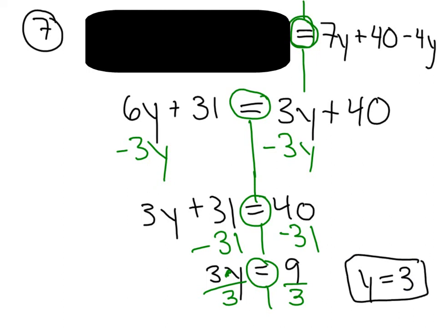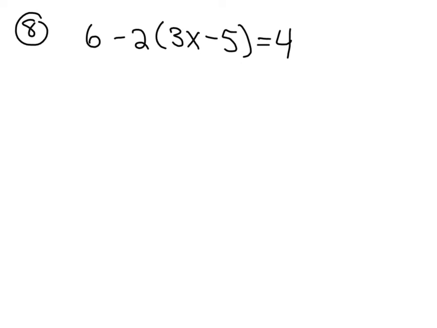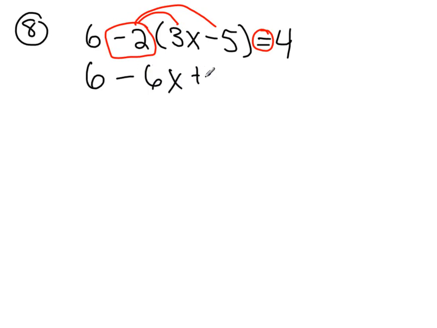Alright, let's get a little bit more scary. Let's throw some parentheses into the mix. Now, since parentheses are a little troublesome, we're just going to be in step 1 where we try to simplify as much as possible. So here's our equation. We'll simplify both sides separately. 4 is pretty nice, can't do much there. So on the left-hand side, we have a negative 2 in front of the parentheses. That means we have to distribute it to each term. So we have 6 minus 6x plus 10 equals 4.